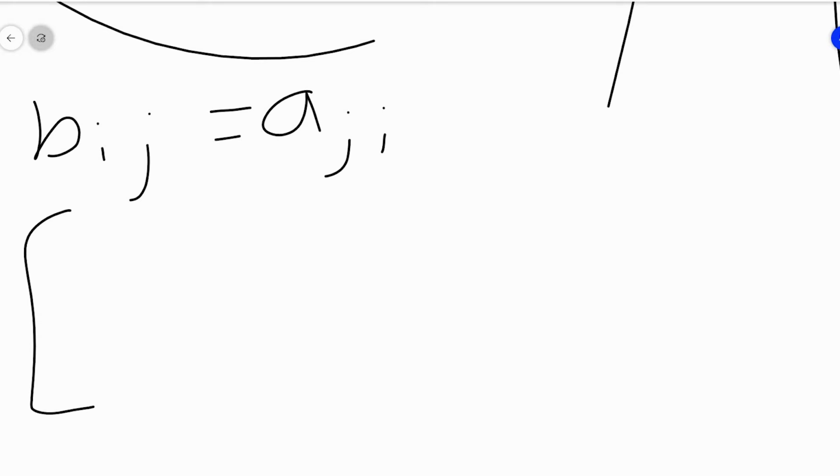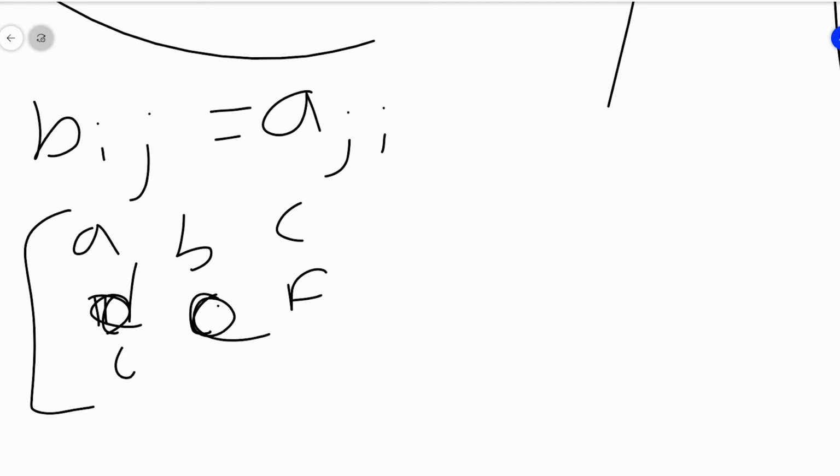So as I was saying, having all that now, we say B, which is an element of B, equal to AJI. It's just when you flip it, like let's say you have a matrix here, you have A, B, C, D, E, F, G, H, I. So when you now flip it, it should now become the transpose.